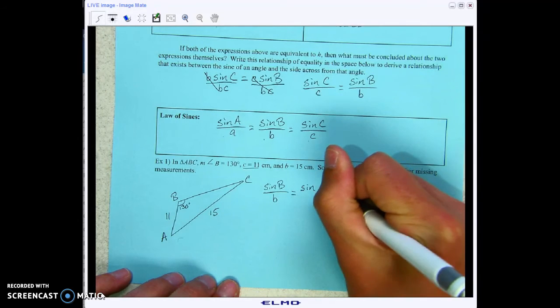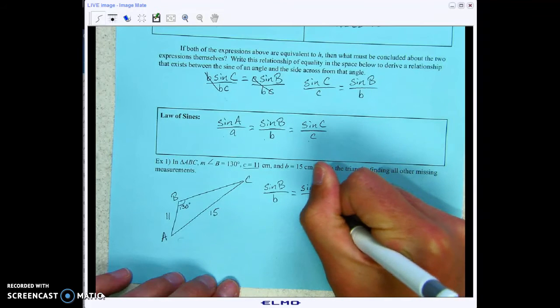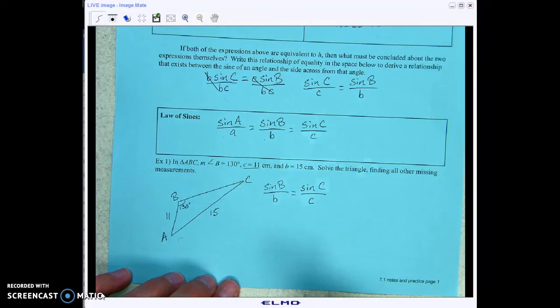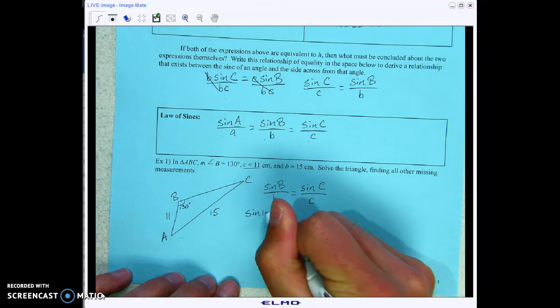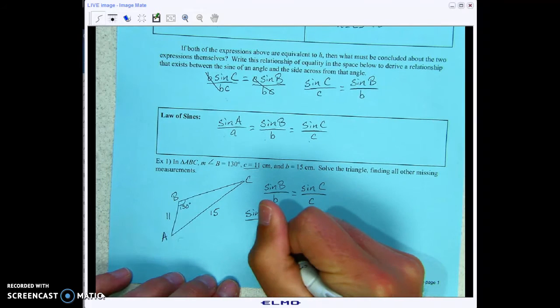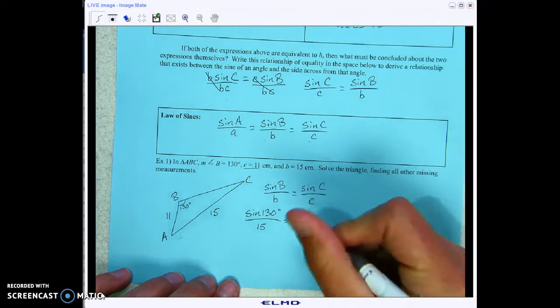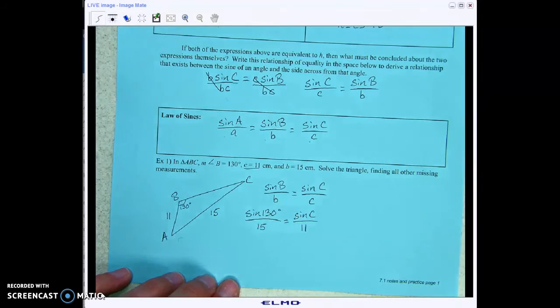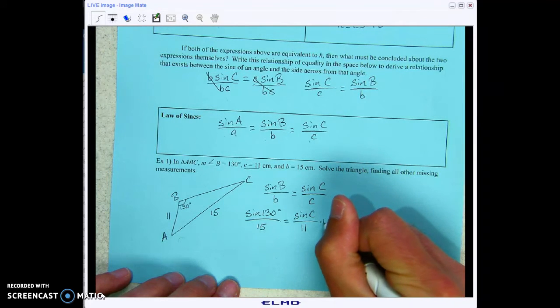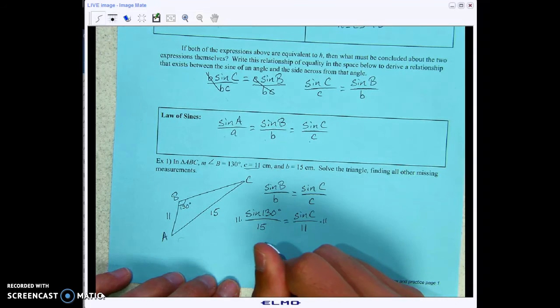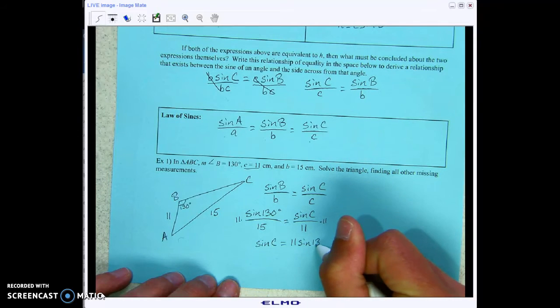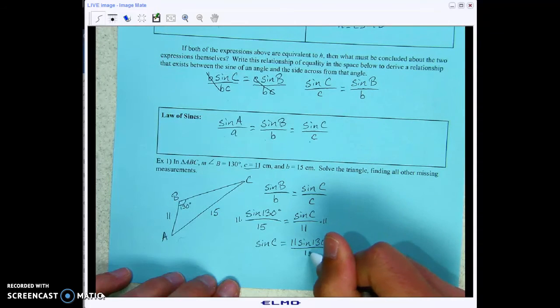So we're going to use the sine of angle C over the side opposite that angle. Really, if we replace this relationship with values that we know, we have that the sine of 130 degrees over 15 is equal to the sine of angle C over 11. Now to get sine of angle C by itself, I'm going to multiply both sides by 11. And I would get that the sine of C is equal to 11 sine 130 over 15.